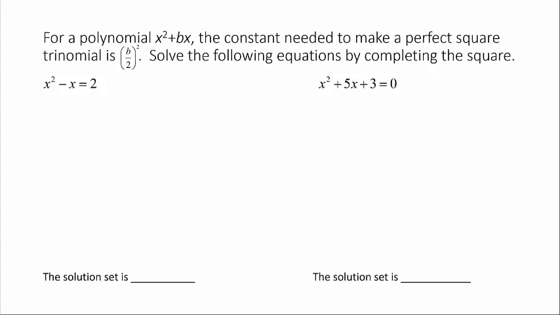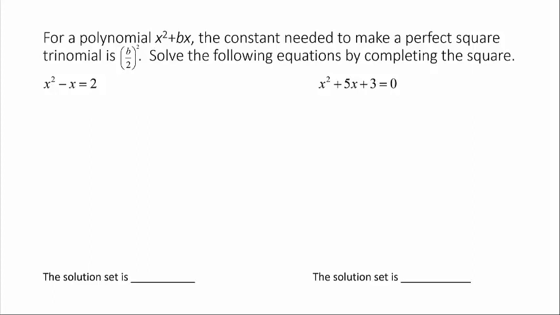Okay, so let's take a look. This first example, we've got x squared minus x equal to 2. The leading coefficient in front of x squared is 1. That's good. And we have x squared minus x on one side of the equation and all the other stuff on the other. So this is a great way to start.